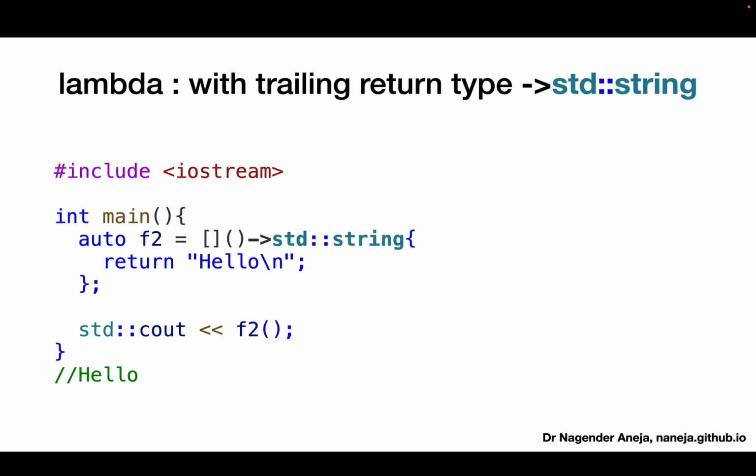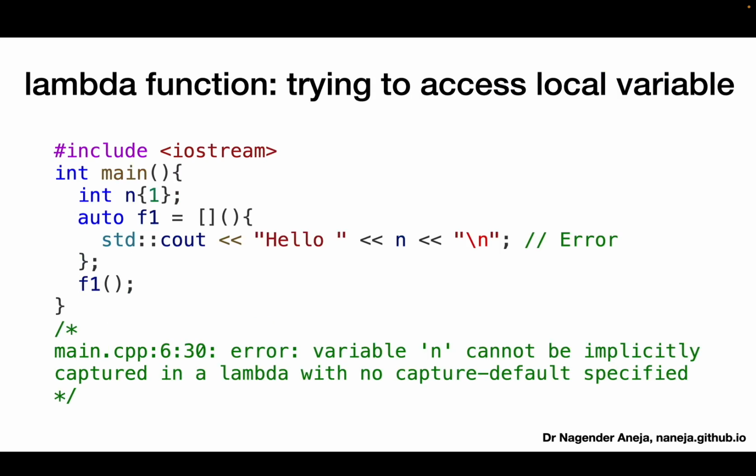You can also have the trailing return type. So you can say that this lambda function doesn't print, but it returns hello. So you can say it returns standard string, right? Here, auto is used for the lambda's return type, which is generated by the class. We don't have the return type, so that's why we use the trailing return type here, standard string. Okay, and then we can say standard cout in the main. We define this f2, and then we put the parentheses, and then we get the value.